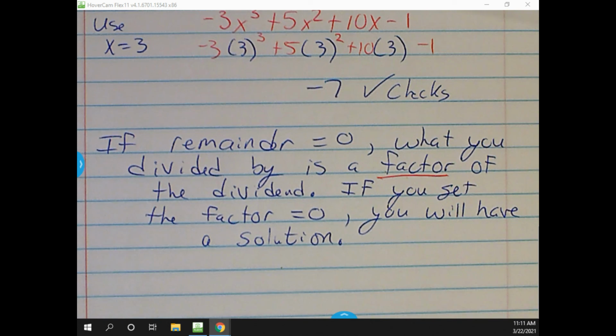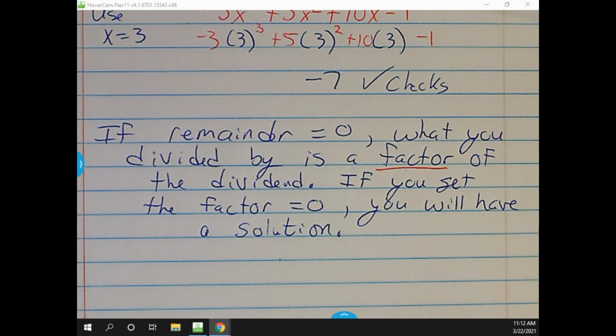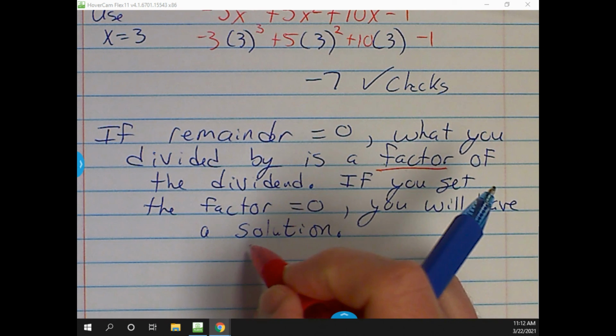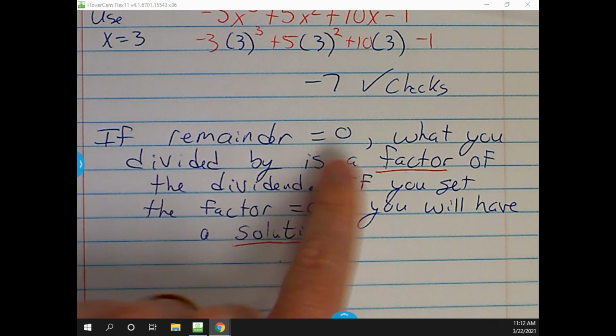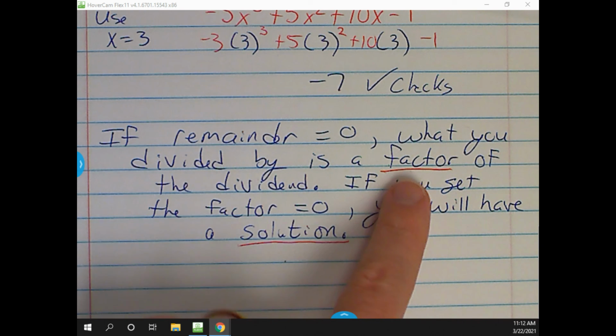Okay, so it's kind of a double part. It does two things. Number one, if the remainder is equal to 0, you get a factor of it. But at the same time, if you set that factor equal to 0, then you also get a solution of it. So you kind of get two things on this one, because sometimes they'll ask you, is this expression a factor of this thing? And again, as long as the remainder is 0, then it's a factor. Then they may also come back and say, all right, tell me what the solution is going to be.